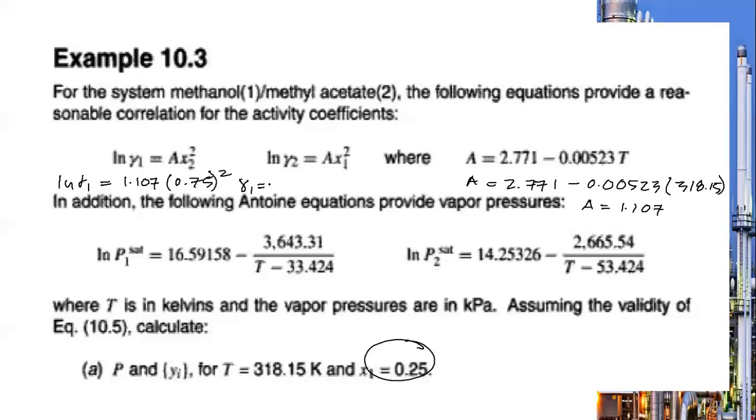$1.864. This one, dito ko sa solve na taas. Yun namang gamma 2, ln gamma 2, 1.107. The same A, ano? This one. Times 0.25 squared. So, you're supposed to get gamma 2.